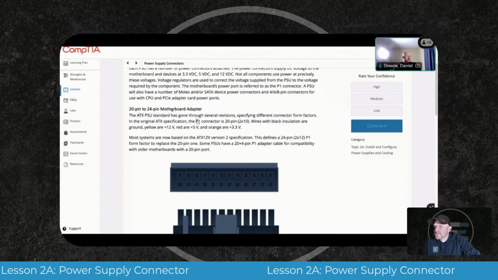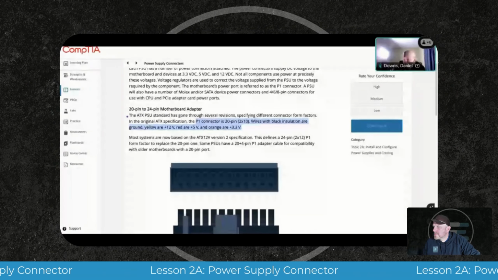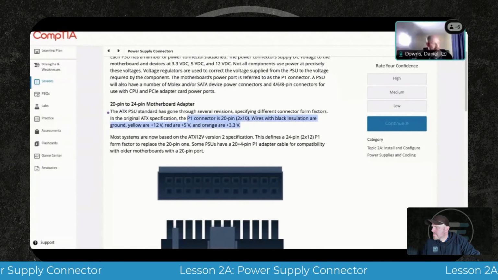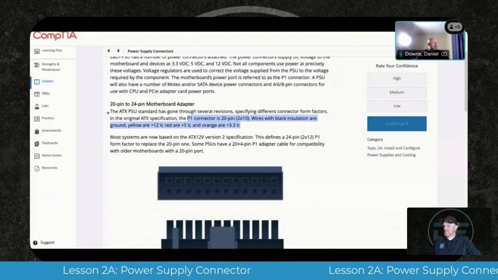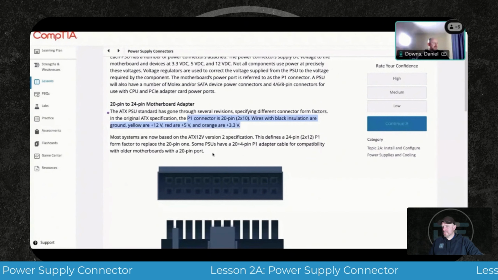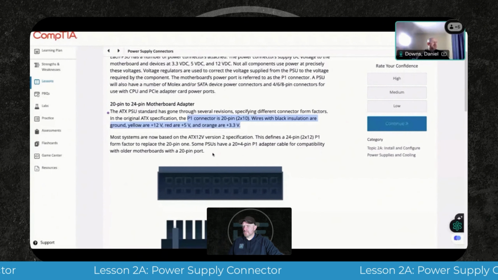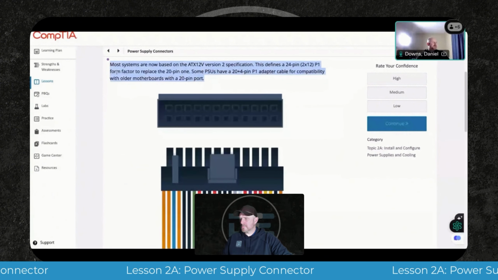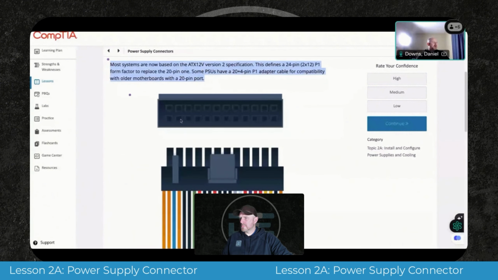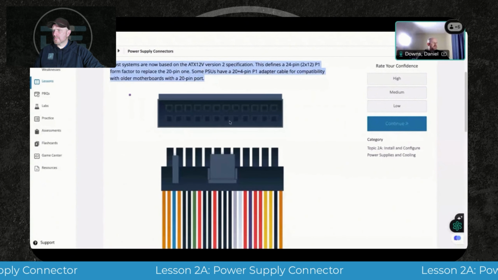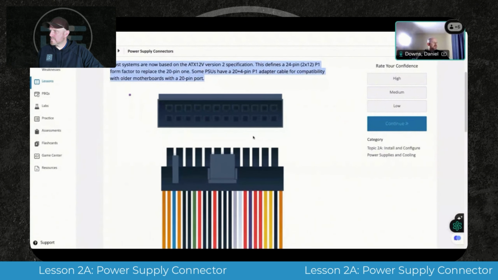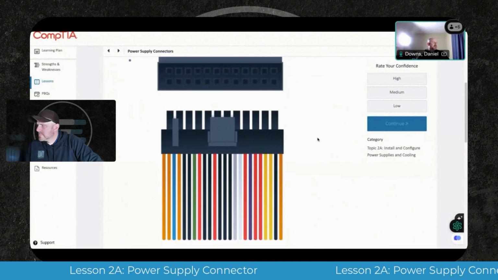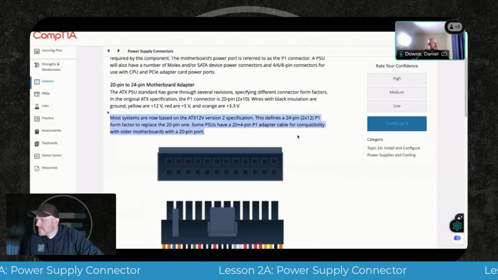The P1 connector is a 20 pin; black wires are ground, yellow are 12 V, red are 5 volt, and orange are 3.3 V. Most systems are now based on the ATX 12V version 2. This defines a 24-pin, 2x12 P1 form factor to replace the 20-pin one. So 2, 4, 6, 8, 10, 12, 14, 16, 18... that's 24. Then the P1 adapter for compatibility with older motherboards is a 20-pin port.